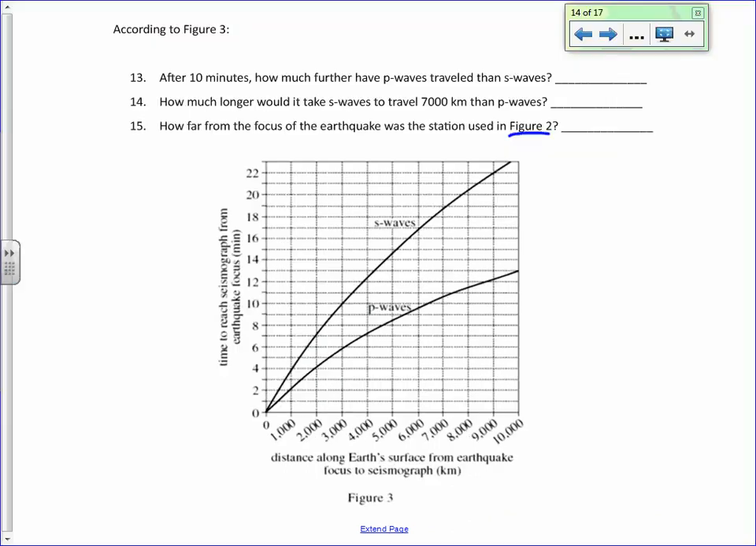All right, you are pressing play now. You have already answered questions 13, 14, and 15. So let's go through the answers together. Number 13, after 10 minutes, how much further have P waves traveled than S waves? How would you answer this particular problem?